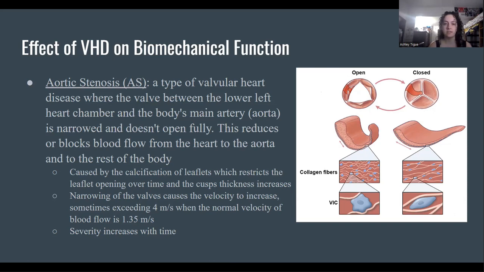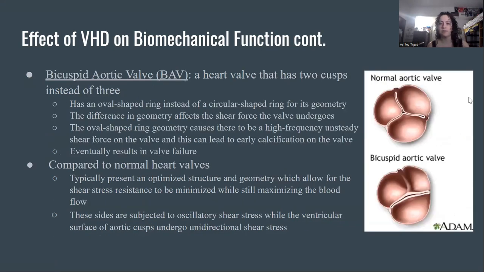Another way that this can occur is through bicuspid aortic valve, which is where the heart valve has two cusps instead of three. On the right there, you can see an image of how that looks. It has an oval-shaped ring instead of a circular-shaped ring for its geometry, and the difference in geometry affects the shear force the valve undergoes. The oval-shaped ring geometry causes there to be high-frequency, unsteady shear force on the valve, and this can lead to early calcification on the valve. And this will eventually result in valve failure.